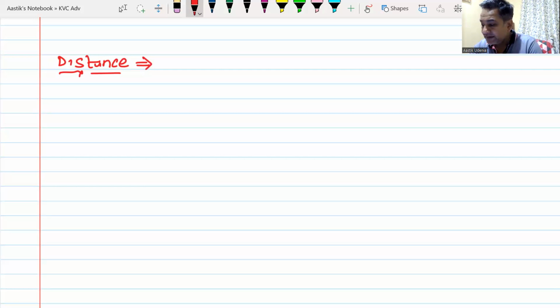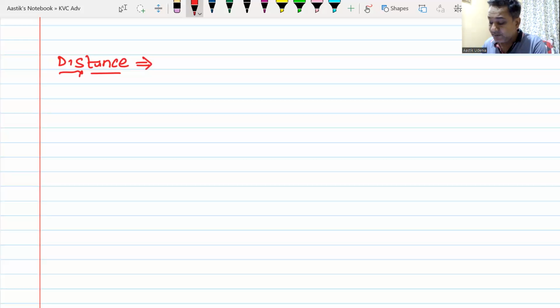What do you mean by distance traveled by a particle? Speed into time. That is the distance traveled by a particle? No, that is not right.